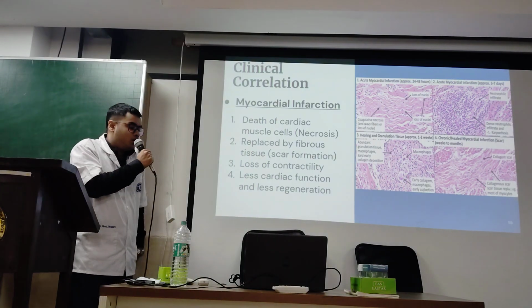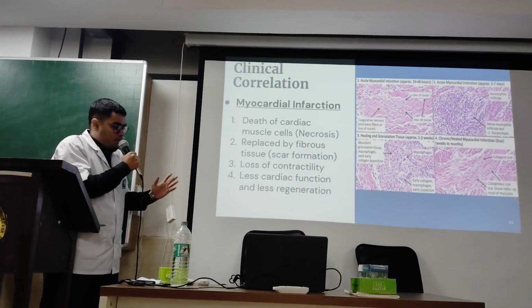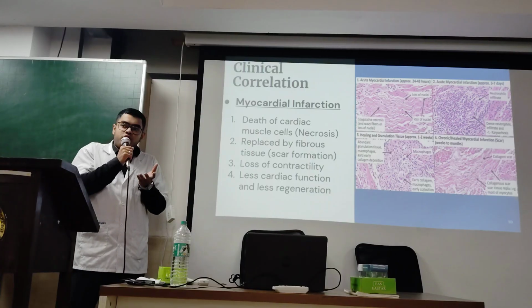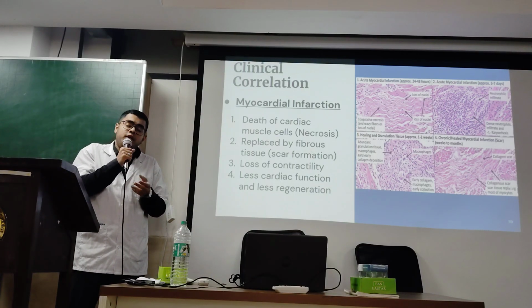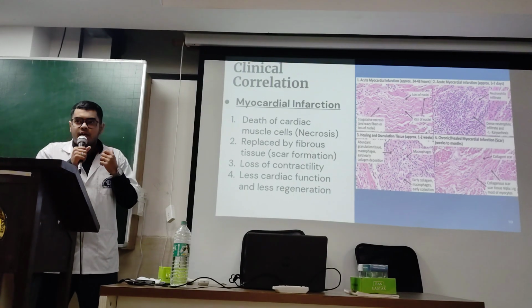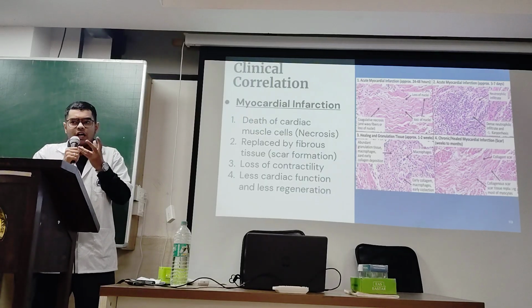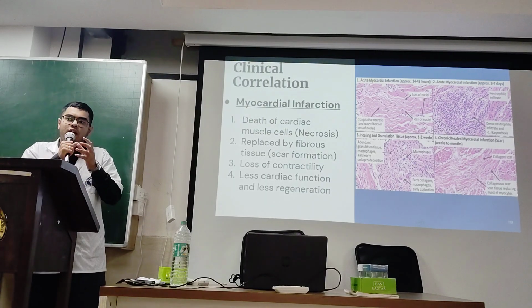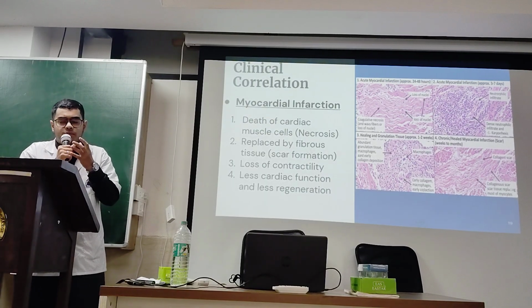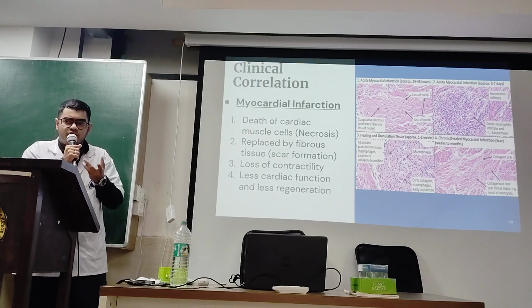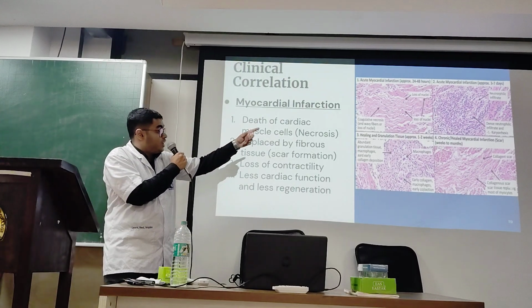Now let's talk about the clinical correlation. In pathological conditions like myocardial infarction, death of cardiomyocytes, necrosis, occurs due to ischemia, and due to the limited regenerative capacity of the cardiomyocytes, fibrous tissue scar formation occurs. This fibrous tissue doesn't have the property of contractility, so it compromises cardiac function and there is less regeneration. So we can see the process.